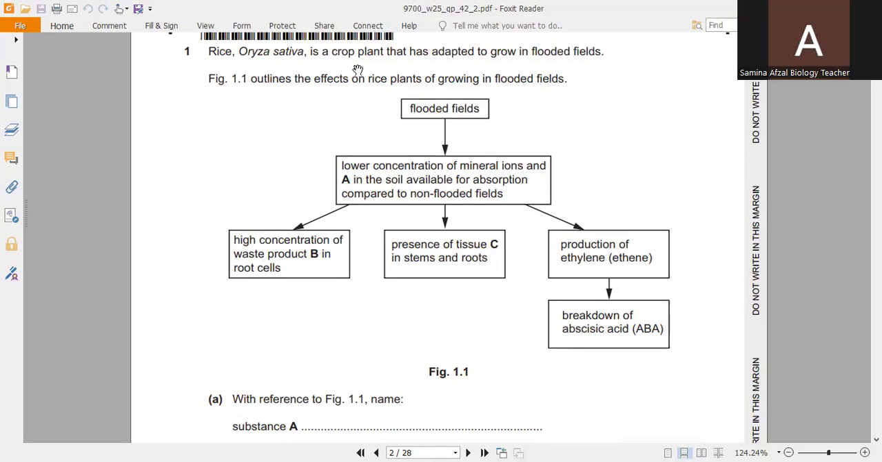So first of all, this one, A, B, and C. We have to write their names. As you know, we have to identify these. In flooded fields, water replaces air spaces in the soil, which leads to low oxygen conditions. So A will be oxygen.